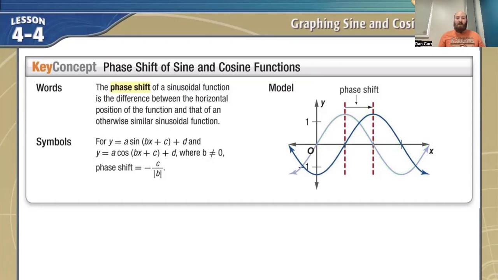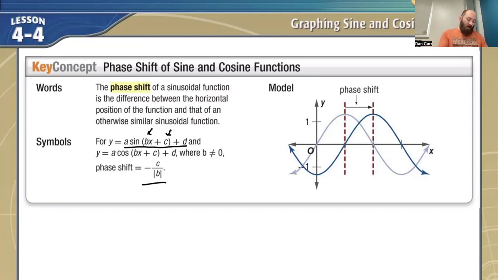That phase shift is determined by the c value in this function. So we're looking at a times sine of bx plus c, plus d. It is a combination of both c and b. Remember, b is the period, and that affects this, but c is the phase shift. So c along with b, they do the same thing together. If we take the opposite of c divided by b, that tells me how much it's going to shift.